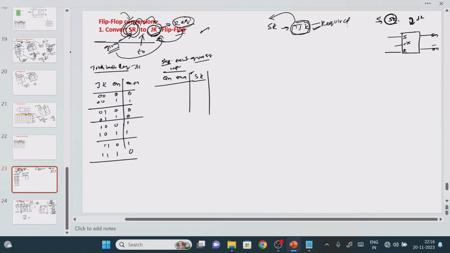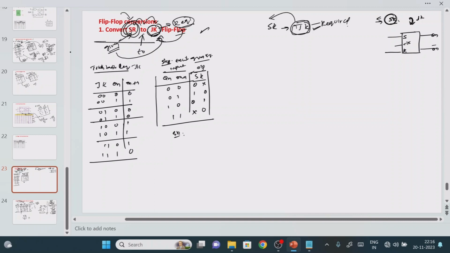So input, and one more is the output. What are the possibilities? 0 0, 0 1, 1 0, 1 1. What is the answer? 0, 1, 0, cross, cross, 0, 1, 0. This is the excitation table for the given flip flop, nothing but the SR flip flop, right?